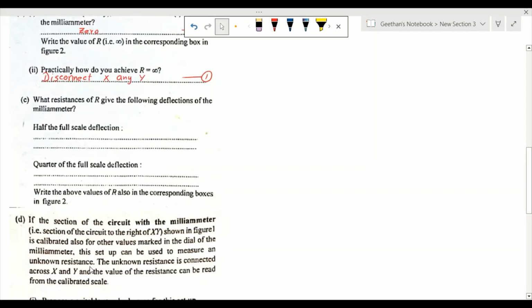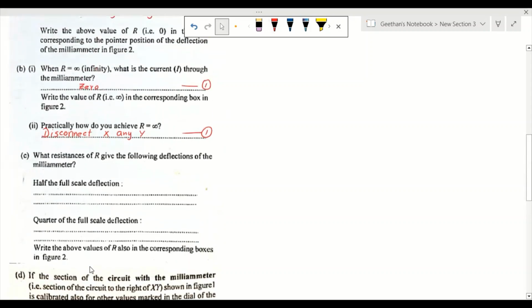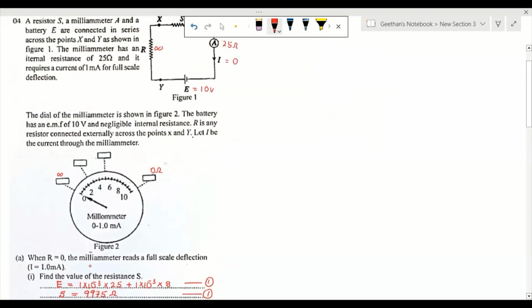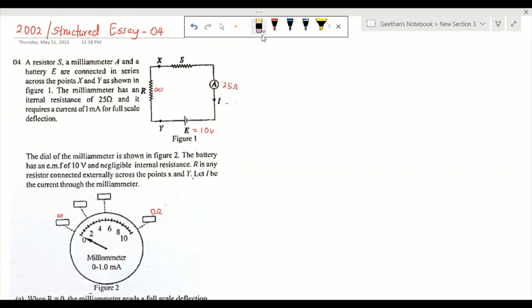Half the full scale deflection. Let's see. Half the full scale deflection is 0.5 milliamperes. So when there's a current of 0.5 milliamperes, we need to find the value of R, because we already know S is 9,975 ohms. So how do we find the value of R? We have to do a small simplification for that as well. So let's write the simplification part.